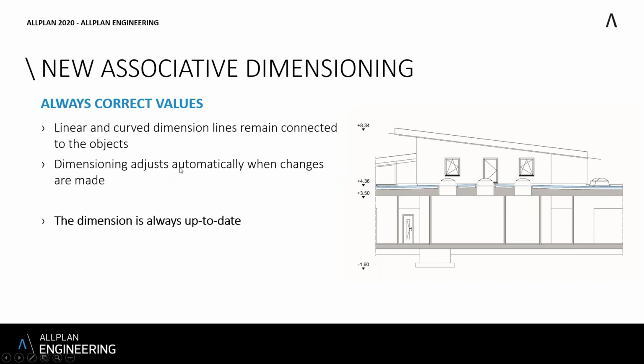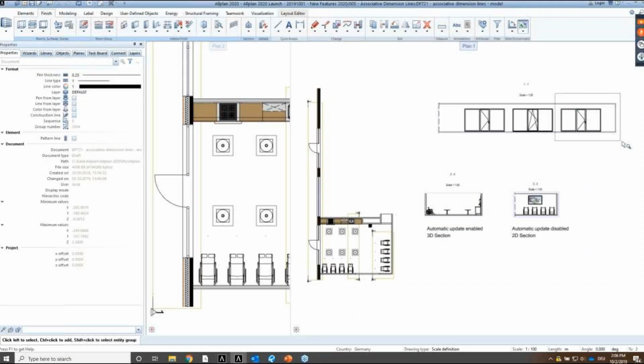And now this is the most important of all, and is something that has been wanted and people wouldn't believe it would be possible. And this is the associative dimensioning. This is by far the most important innovation in Allplan, which means that now when you are creating any type of dimension, whether it's a linear dimension or a height dimension, the dimension is linked with the vertex of the 3D model. So let me explain what this means.